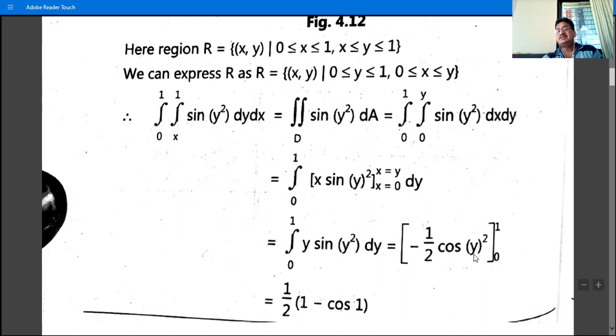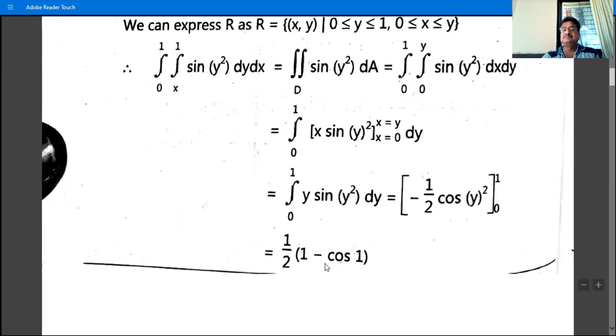And then the integration of sine t is minus cos t, and then substitute t as y square. We have this answer, minus 1/2 cos y square, upper limit, lower limit. Then the value at the upper limit: take minus 1/2 as common, and then we have cos 1 square, that is cos 1, and minus cos 0. Cos 0 is 1. So write outside the bracket minus 1/2 (cos 1 minus 1), or write 1/2 outside the bracket, and then (1 minus cos 1). We have discussed this.